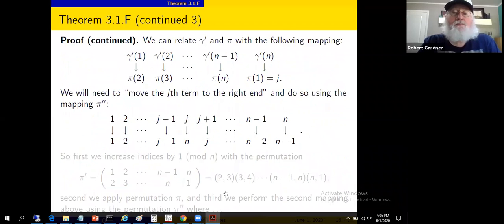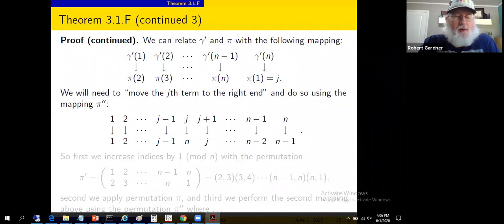All right. We want to relate the gamma primes and the pi's. The way we've done this, remember we had gamma defined in terms of pi's. We get gamma prime of 1 as pi of 2. Gamma prime of 2 is pi of 3. Gamma prime of n minus 1 is pi of n. And gamma prime of n is pi of 1. We knew pi of 1 was J. So the gamma primes and the pi's are related through this mapping.